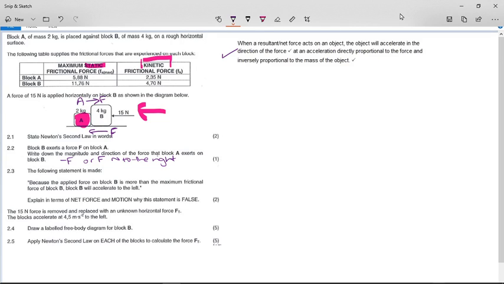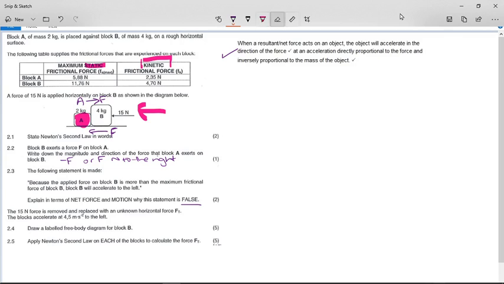Now it says to you the following statement is made. Because the applied force on block B is more than the maximum frictional force, block B will accelerate to the left. And it says explain in terms of net force and motion why this statement is false. So if you look in the memo, it just says if there is no net force, the block is not going to move.